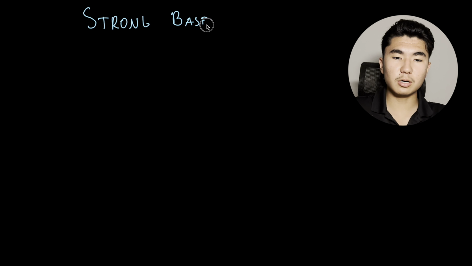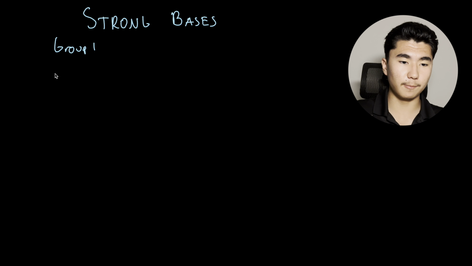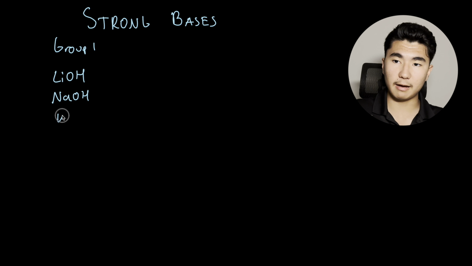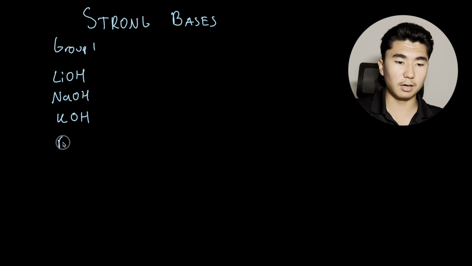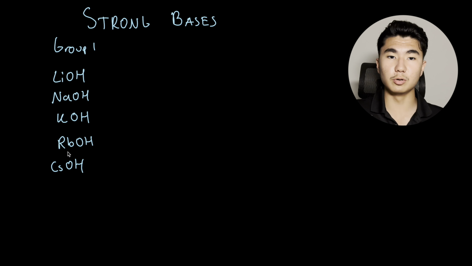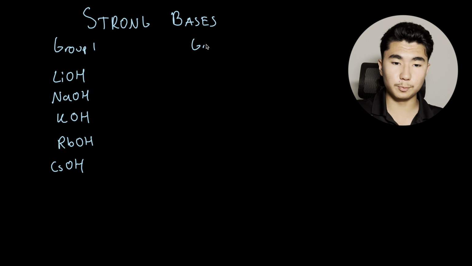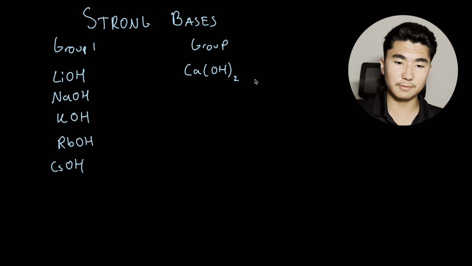But for group 1, we go from lithium hydroxide, then we have sodium hydroxide, we have potassium hydroxide, I don't know this one, RbOH, and CsOH. So that's our group 1 strong bases. And group 2, we have calcium hydroxide, I believe that's how you say it. We have Sr(OH)2, and we have Ba(OH)2. So these are our strong bases, obviously, because they ionize completely, which is what makes them strong.